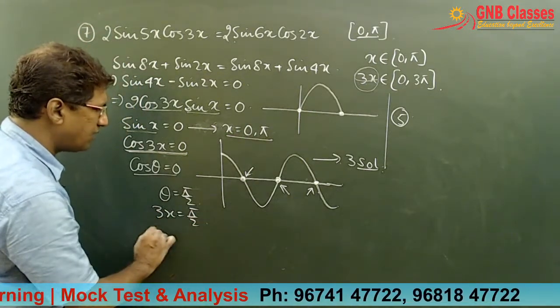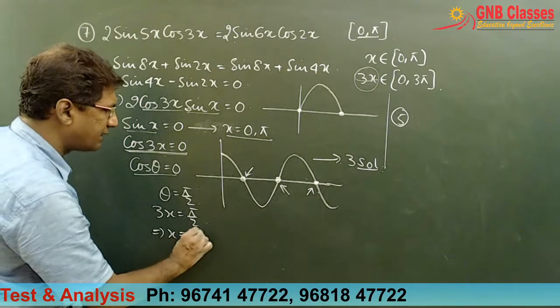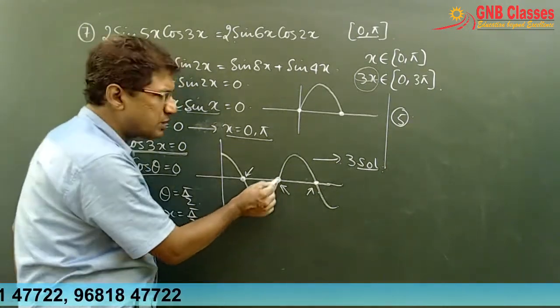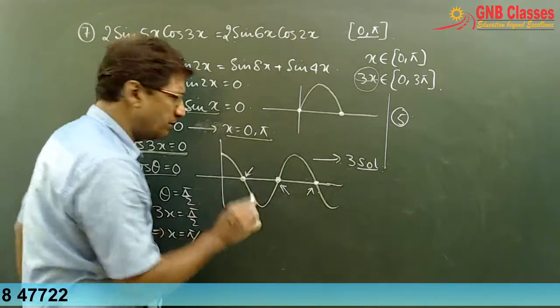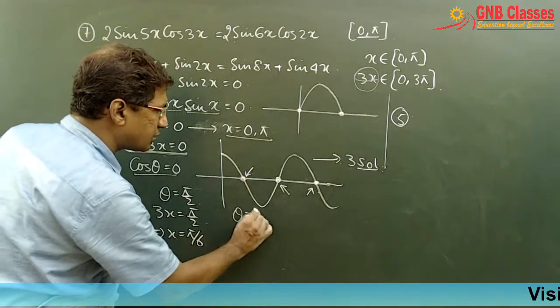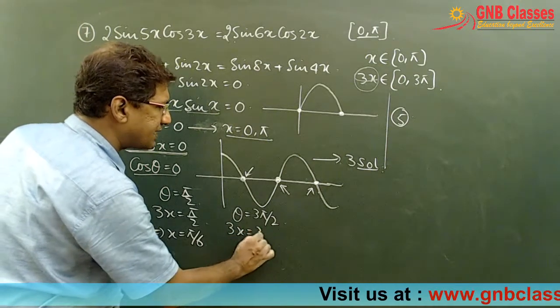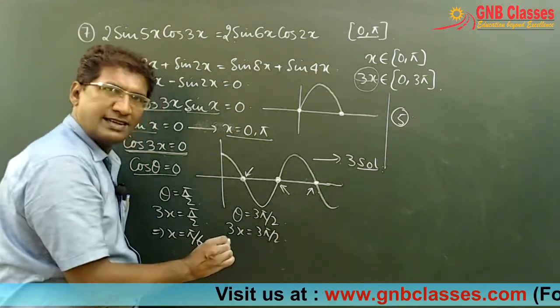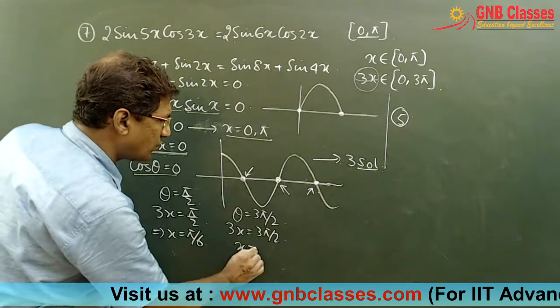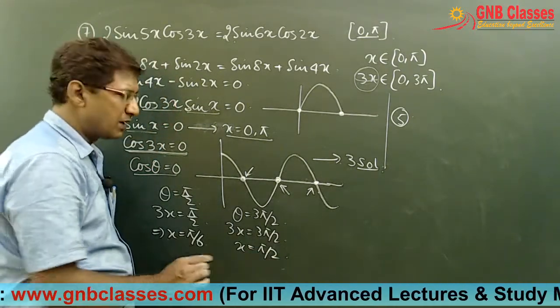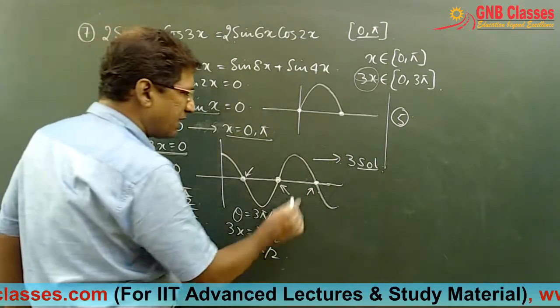So, pi by 2 implies x is nothing but pi by 6. Is it clear? Similarly, we can find out this point. This point is what? It is 3 pi by 2. So theta is 3 pi by 2. Theta means 3x is 3 pi by 2. Is it clear? Therefore, x is nothing but pi by 2. Is it okay? So x is nothing but pi by 2 in this case.